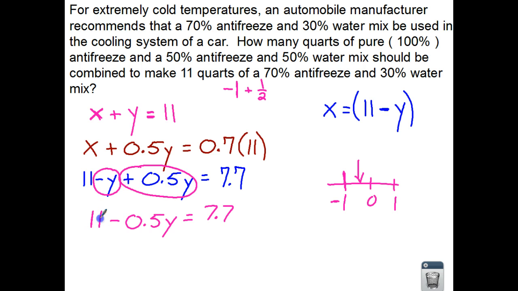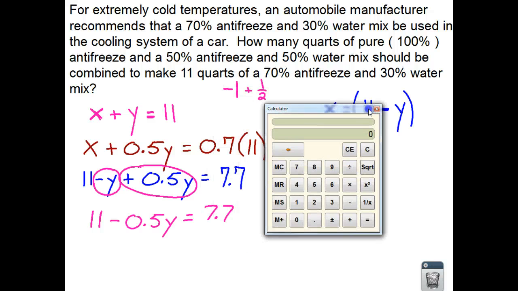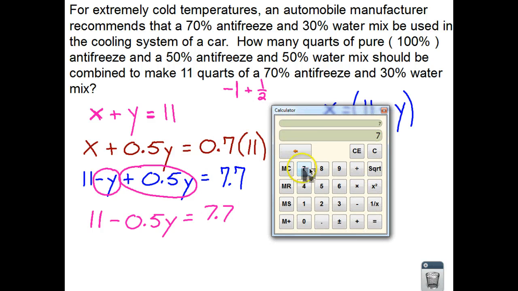All right, now subtract 11 from both sides. Just for time purposes here, let's get out that fancy calculator of ours. So now we have 7 and 7/10 subtracted by 11, and that's going to give us -3 and 3/10. So -1/2 y is equal to -3 and 3/10. Divide both sides by -1/2.